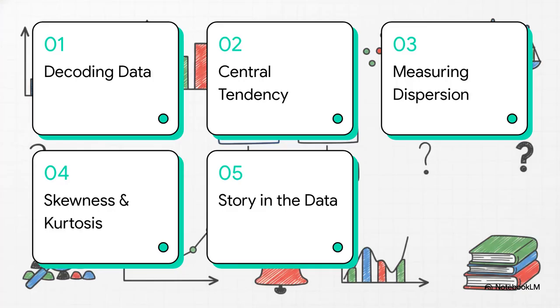Here's our roadmap for mapping this anatomy today. First, decoding descriptive analysis. Second, measures of central tendency. Third, measuring data dispersion. Fourth, skewness and kurtosis. And finally, the story in the data.